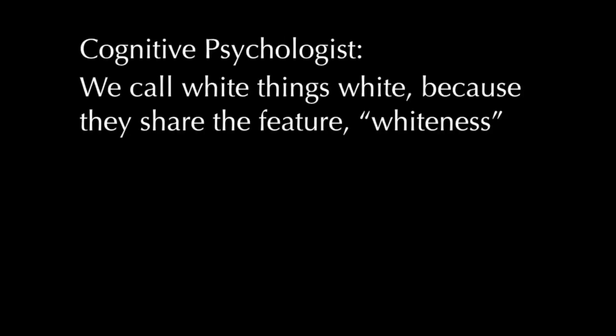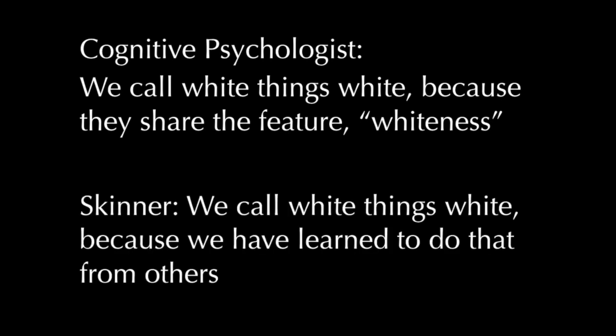Then we get into the discussion of concepts that I didn't find very clear in Skinner's argument. But let's go through it. Cognitive psychologists, when they think about how we label things, say we call white things white because all things that are white share a common feature, and that feature is whiteness. And it is that whiteness, the concept whiteness, that we are referring to.